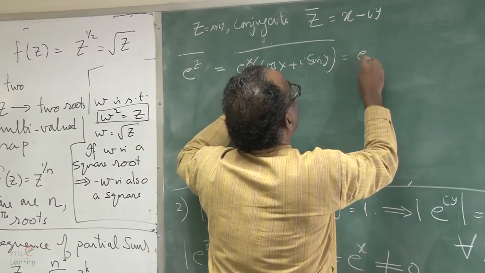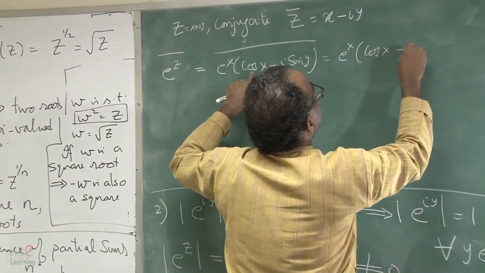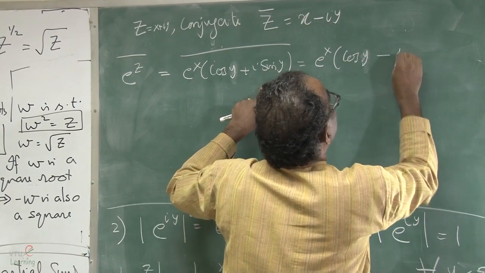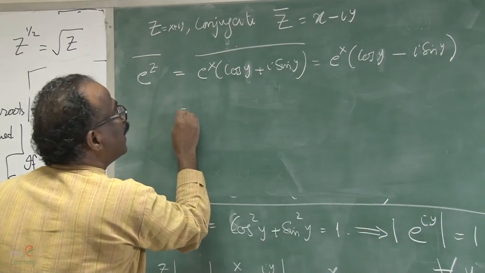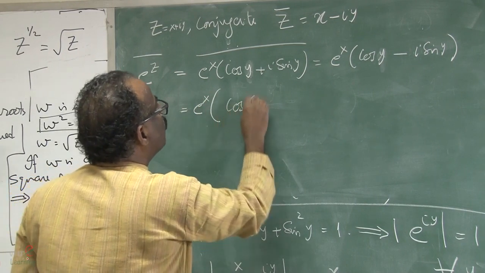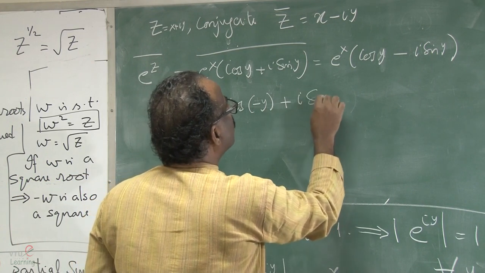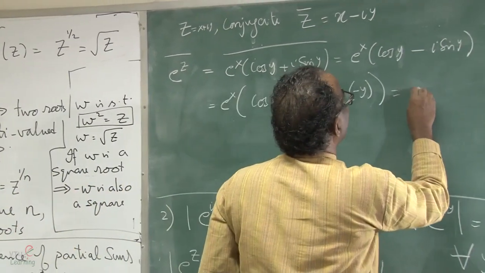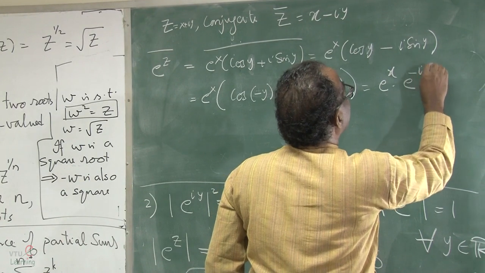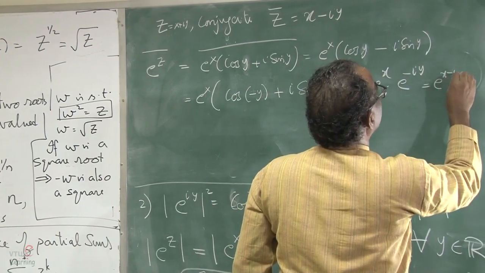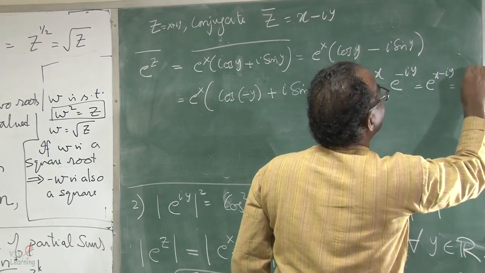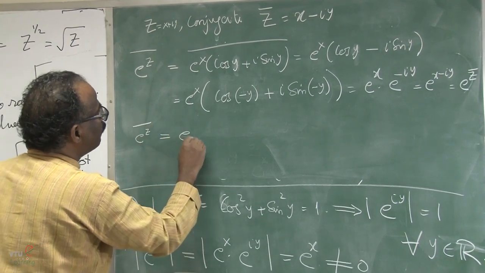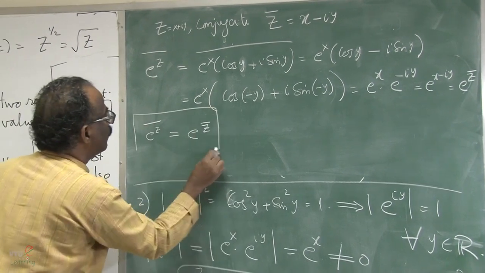So you have to see, this is e power x into cos y minus i sin y. But that can be written as e power x into cos of minus y plus i sin of minus y. So this is nothing but e power x into e power minus i y. That's equal to e power x minus i y, which is equal to e power z bar. That's a quick proof. So e power z, its conjugate is the same as e power z bar, you take the conjugate of z.